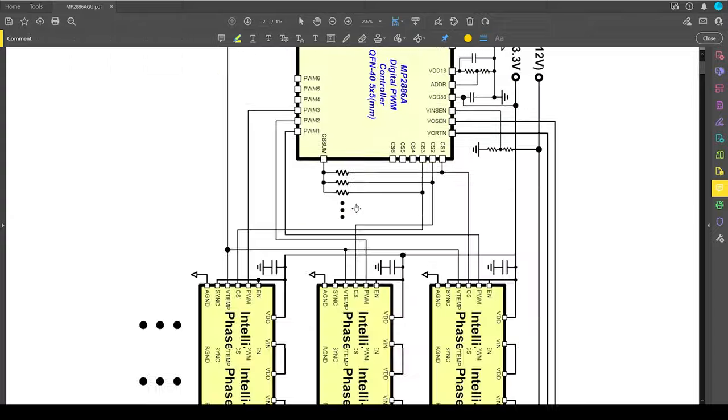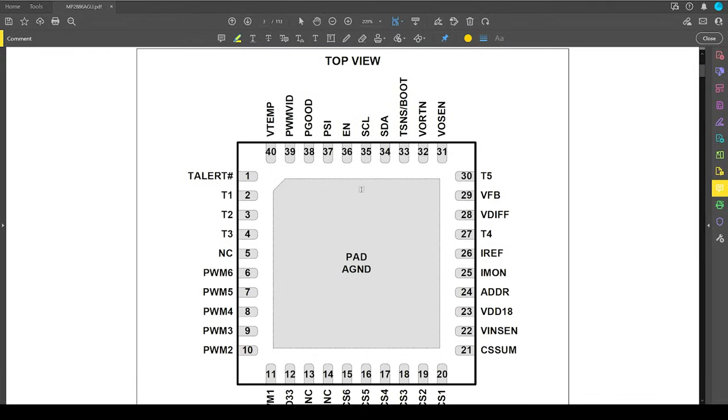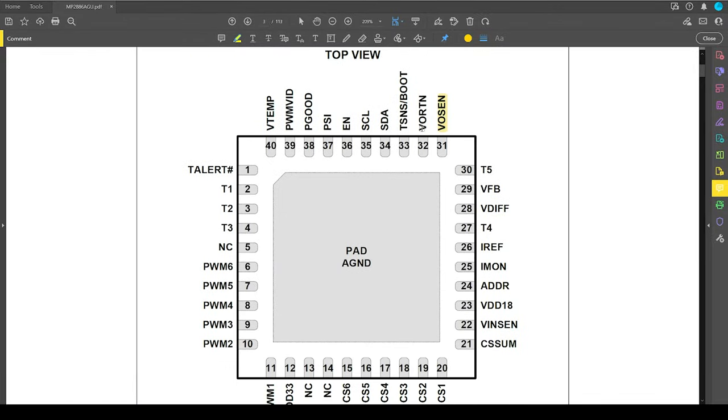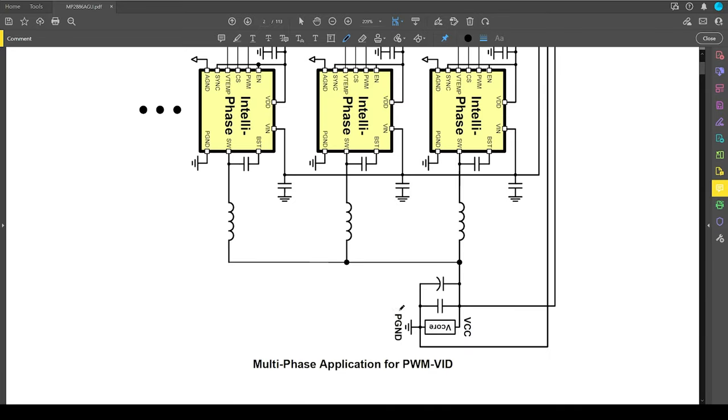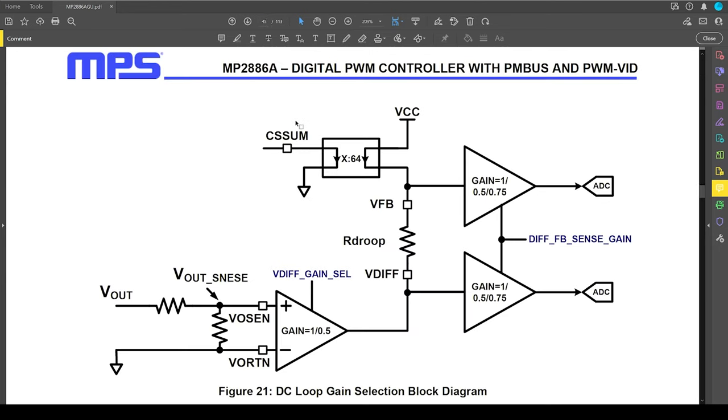It carefully monitors the output of the MOSFETs it's driving by two pins, pin 31 and 32, voltage sense and voltage return respectively. You can think of these two pins as polarized positive and ground terminals on a battery. On page 45 of the MP2886 datasheet, we can see the internal diagram of where pin 31 and 32 go.